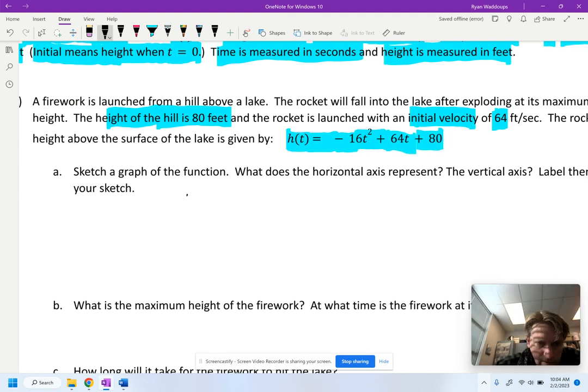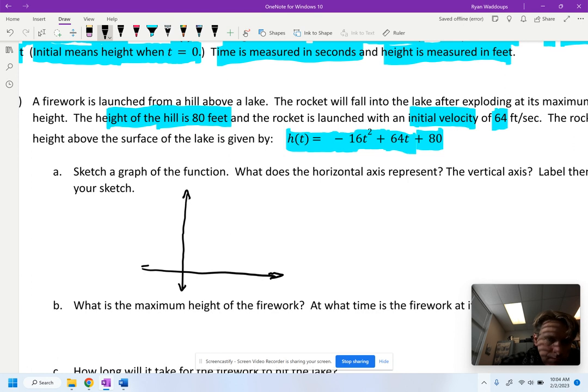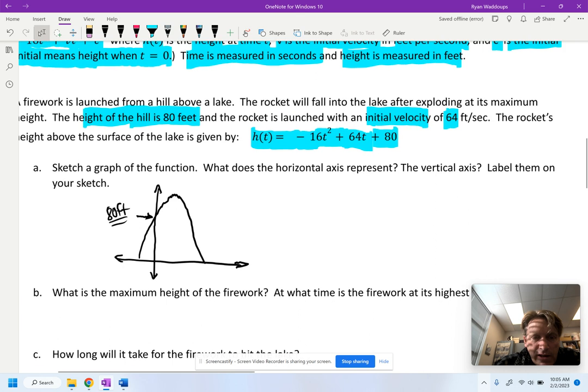All right, so we're going to write down here a vertical axis and a horizontal axis, and then we're going to graph kind of what this looks like. So it's a parabola, goes up like this and then back down. And then we're going to label just a few key points that we know here. This point right here is 80 feet. Maybe getting a little bit ahead of myself.